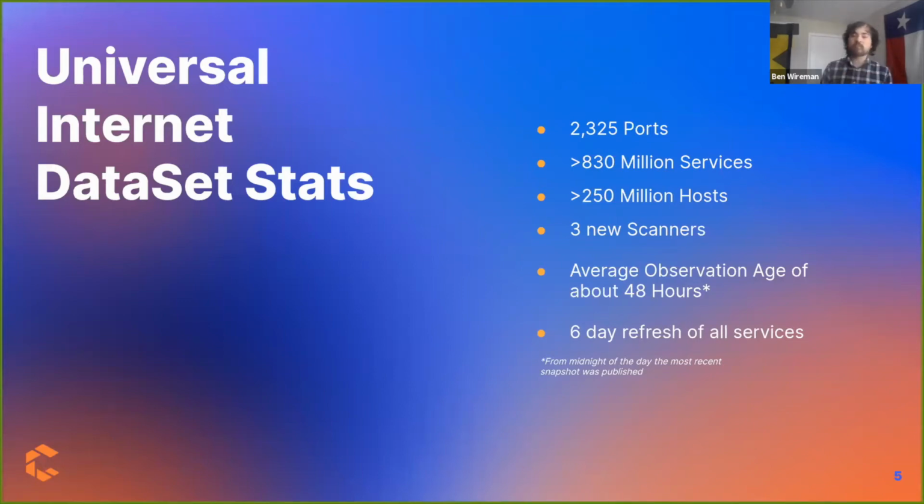Some just general statistics on the Universal Internet Dataset. It has 2,325 ports. It sees over 830 million services across 250 million hosts. We've added 3 new scanners to it. It has an average observation age of about 48 hours and a 6-day refresh for all services. So we can give a more complete, more up-to-date view of the internet.